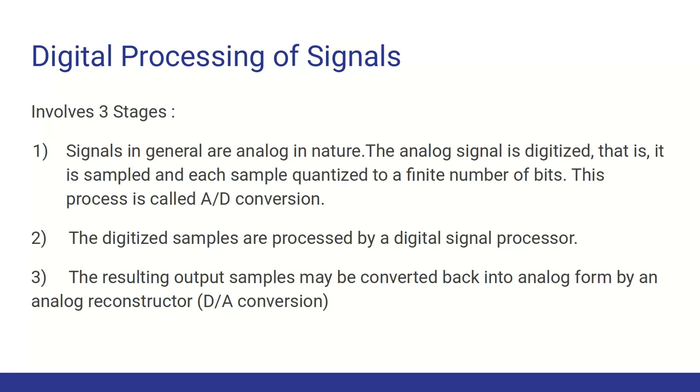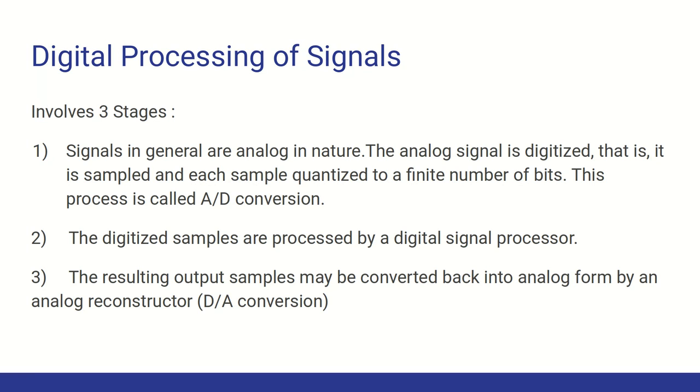Any DSP application involves three stages. Stage 1. Conversion of the signal from analog domain to digital domain using sampling and quantization. This process is called analog to digital conversion. Then the digital samples are processed using a digital signal processor, and the resulting output may be converted back to analog form if required using a digital to analog converter.